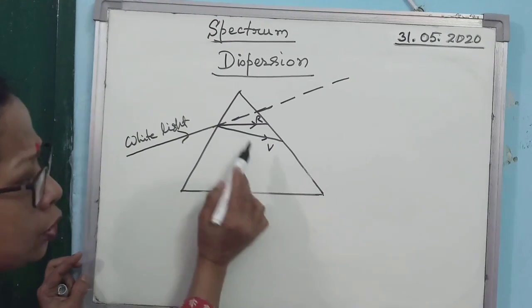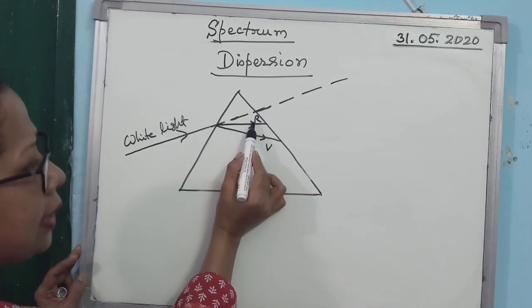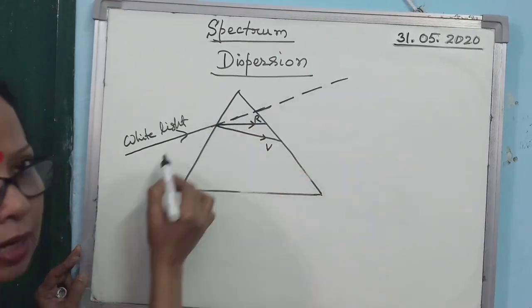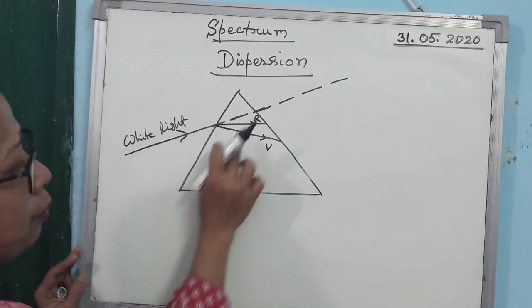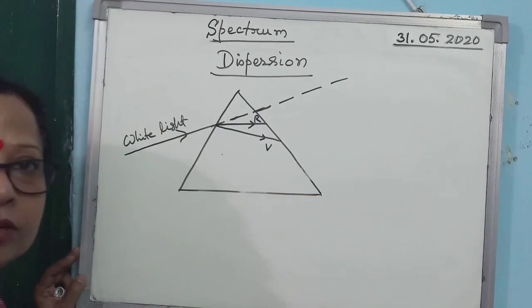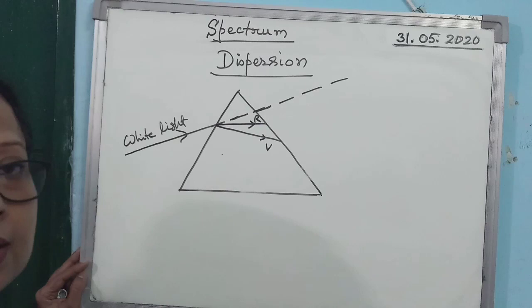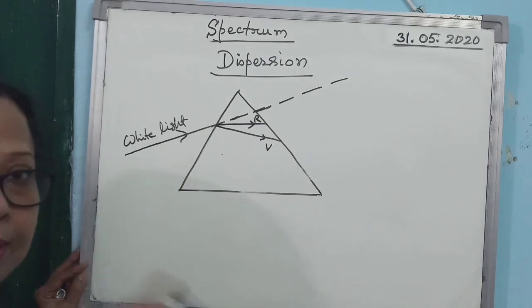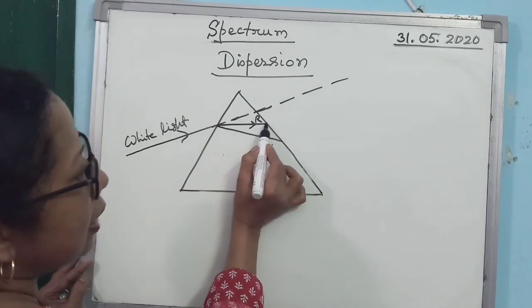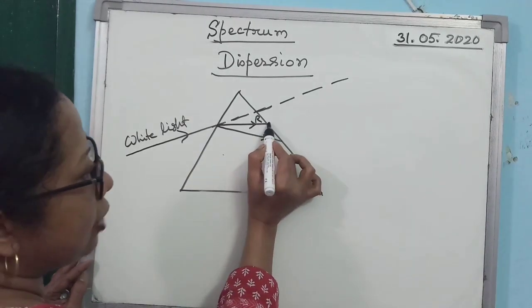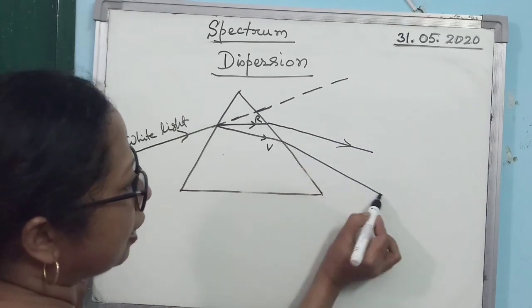Now here two things you have to follow. When you draw the red and violet colors, they should not go above the original path. They should be below the original path, and take care that both the rays bend towards the base of the prism, because that is the physics behind refraction through a prism. Light always bends towards the base of the prism when the refractive index is higher. Then what will happen? Again they will suffer refraction, and again they will bend towards the base of the prism.